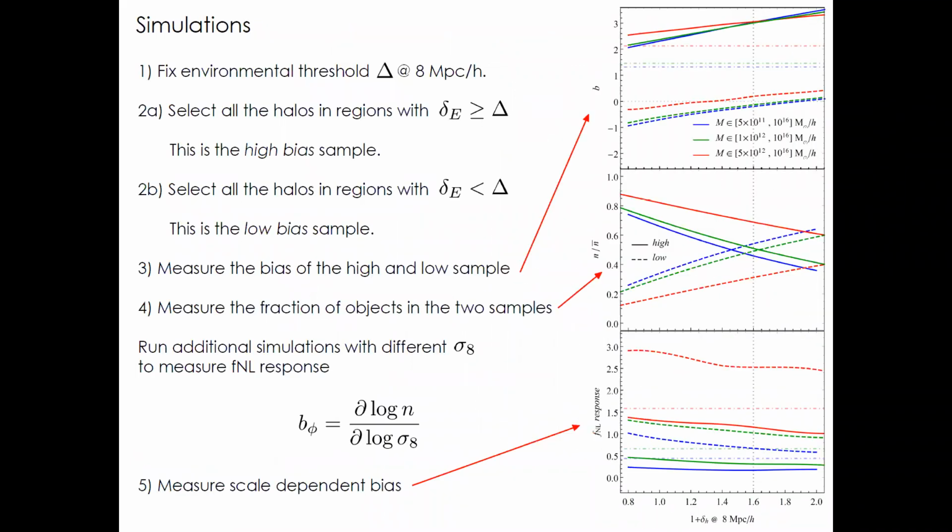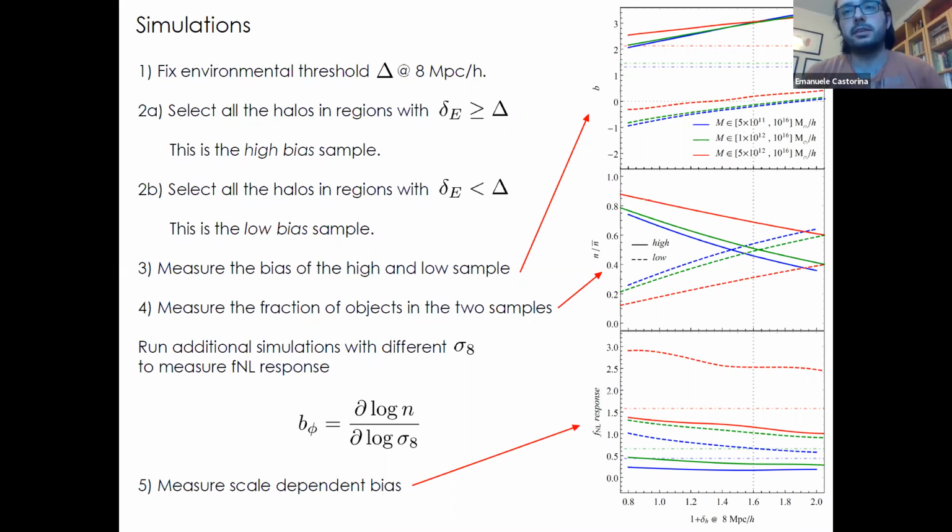Other questions? Well, to follow up on that, your method sounds like you're pixelizing space, and then you're selecting the pixels that have a certain density, and then measuring the large scale clustering of those pixels. Is that a valid way to think about it? It's a good way to think about it.